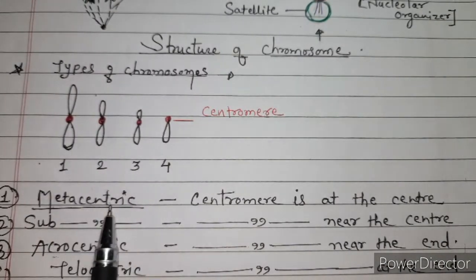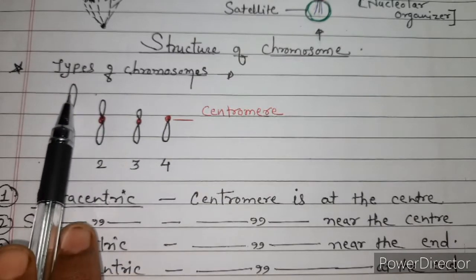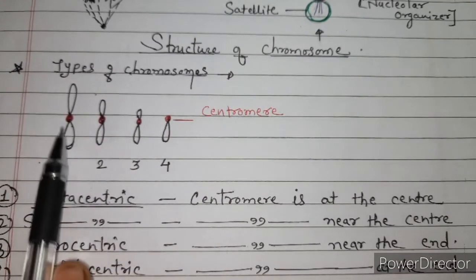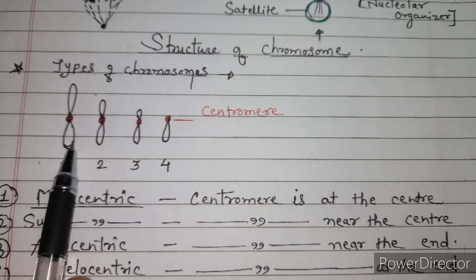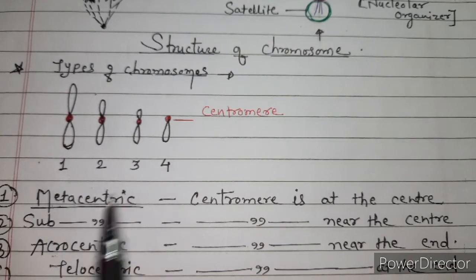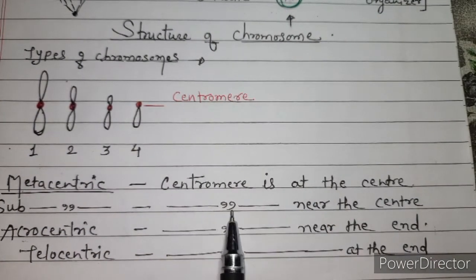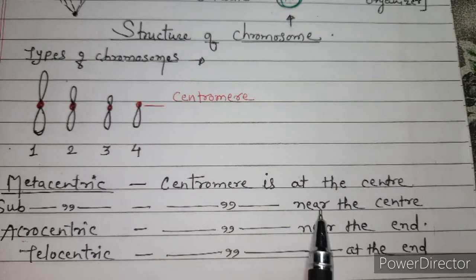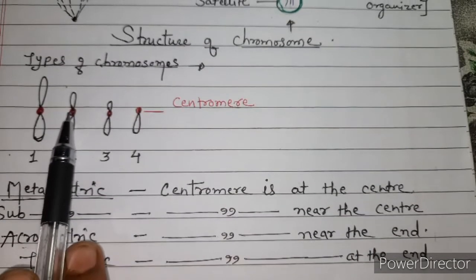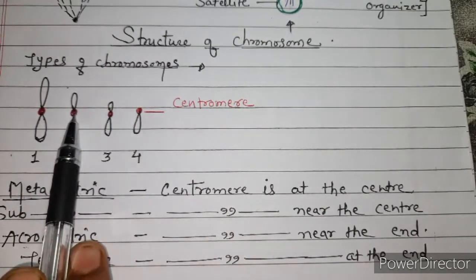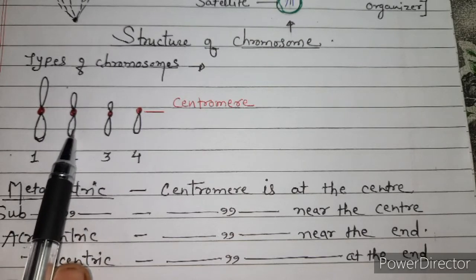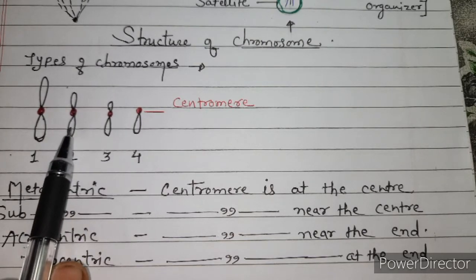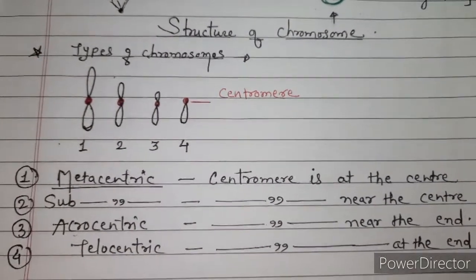is called metacentric. Now you can observe here, both the arms of the chromosome are equal in length. Now the second one is submetacentric. In submetacentric the centromere is not in the center but near the center. You can observe in the figure, it is not in the center but near the center, and that's why one arm is shorter and the other arm is somewhat longer. Such a chromosome is called a submetacentric chromosome.